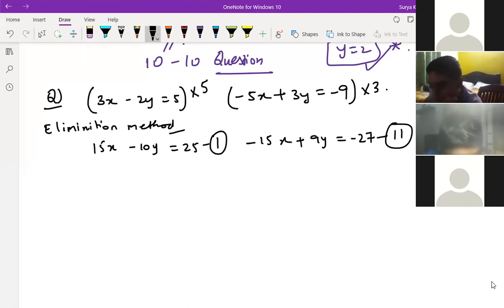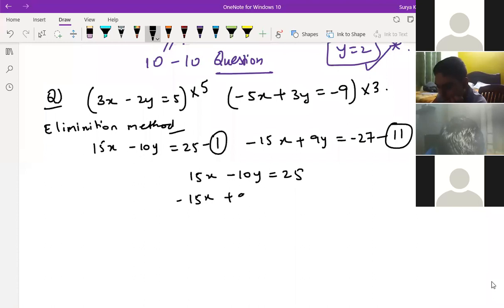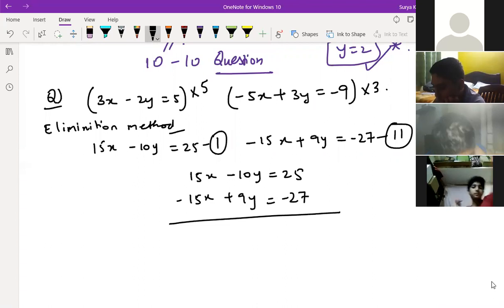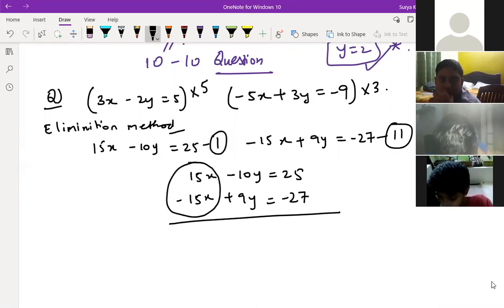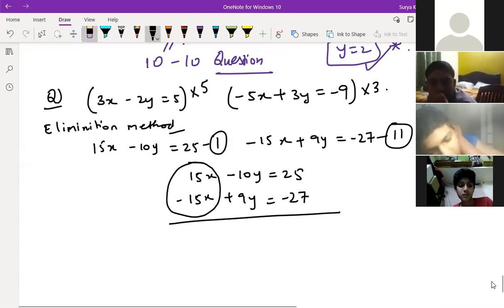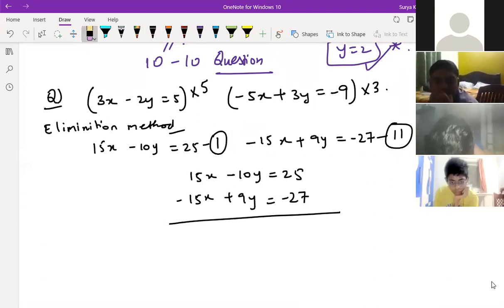Now see what we need to do. First equation right on top: 15x minus 10y is equal to 25. And second equation right down: minus 15x plus 9y is equal to minus 27. Till here anyone having doubt? Same equation I copied. No, sir. Now see, Nihar, what your doubt was, now I'm clearing your doubt. Why sign is not compulsory over here. If both signs are different, then simply we add both the equations. Is it clear?